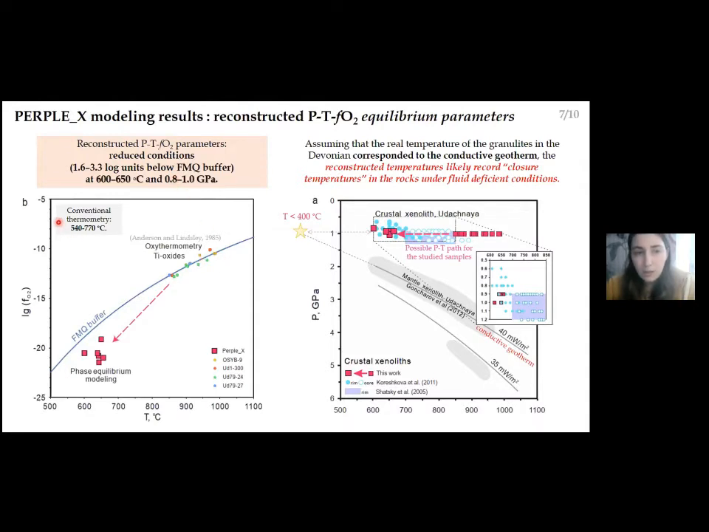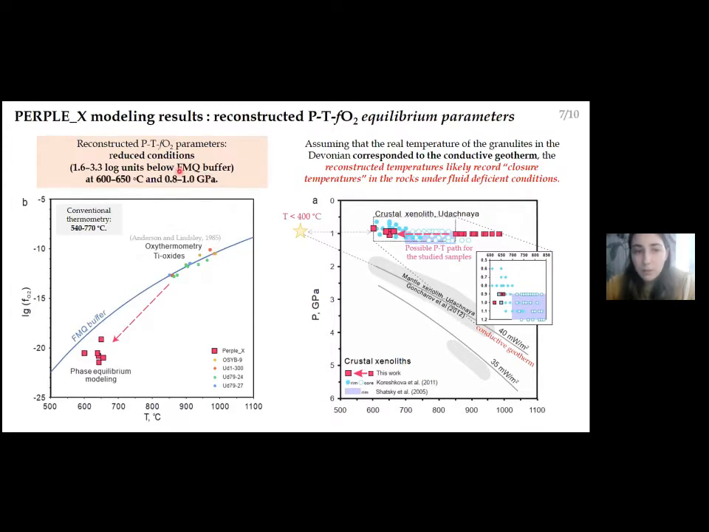I should say the temperatures obtained by conventional thermometry, like clinopyroxene-garnet and orthopyroxene-garnet thermometry, correlated well with temperatures obtained by modeling. Also, we used titanium oxide thermometry by Anderson and Lindsley, and we obtained much higher temperatures and more oxidized conditions. So we think these values represent the starting stages of the metamorphic process.